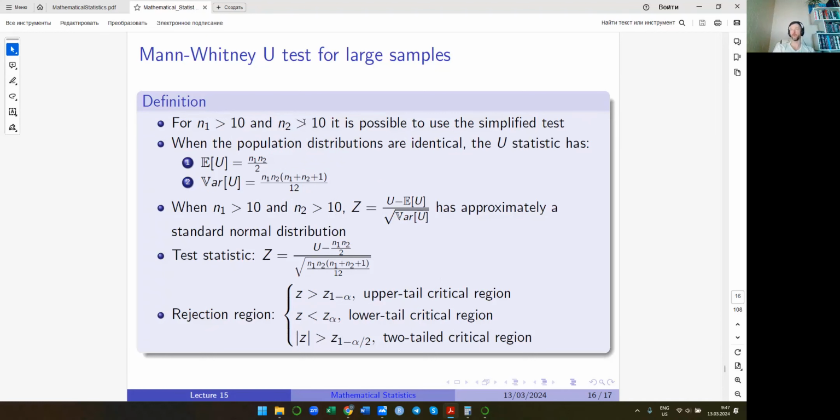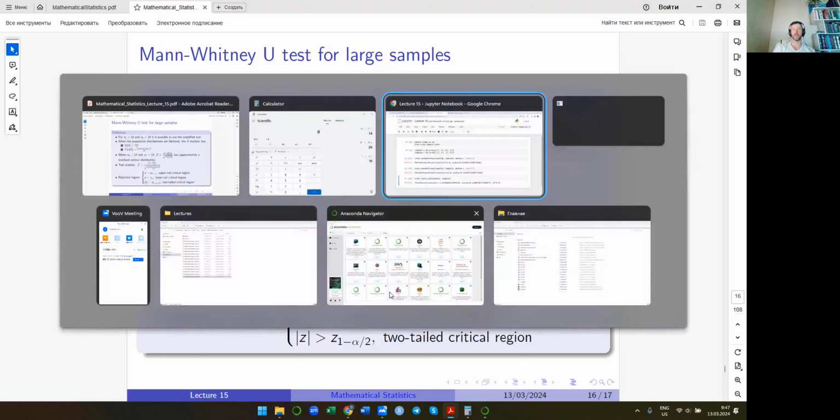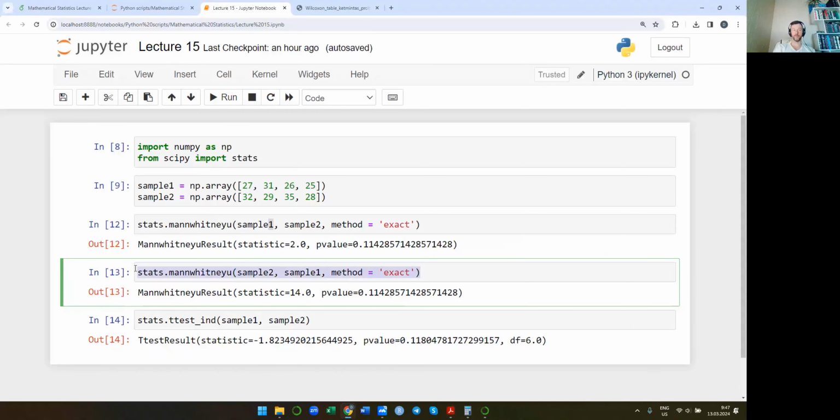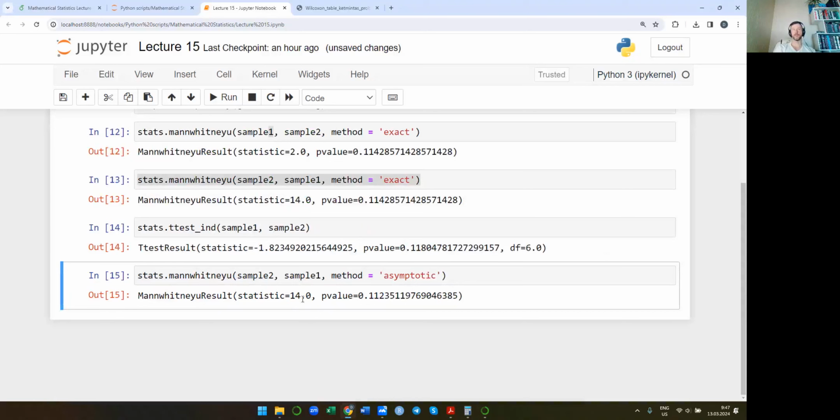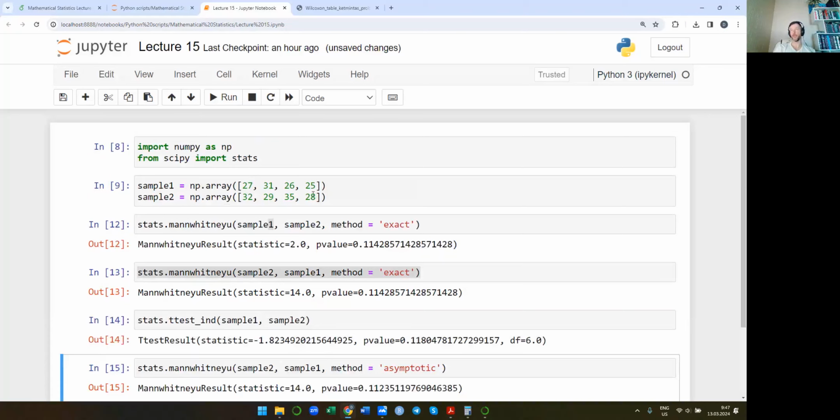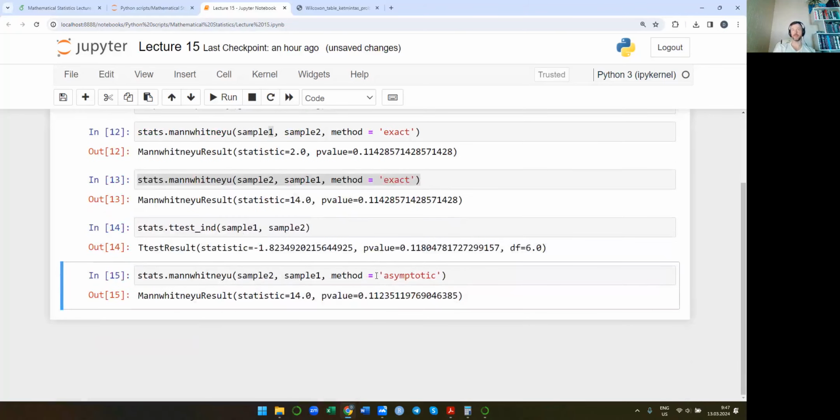10. So both samples must be greater than 10. In this case, that statistic is going to be like this. And in Python, you can implement this simplification by choosing the method asymptotic instead of exact. And you see that the statistic is the same, but the p-value is slightly smaller than the p-value in the exact test. But basically we are not able to apply this z-test here because the samples are less than 10.